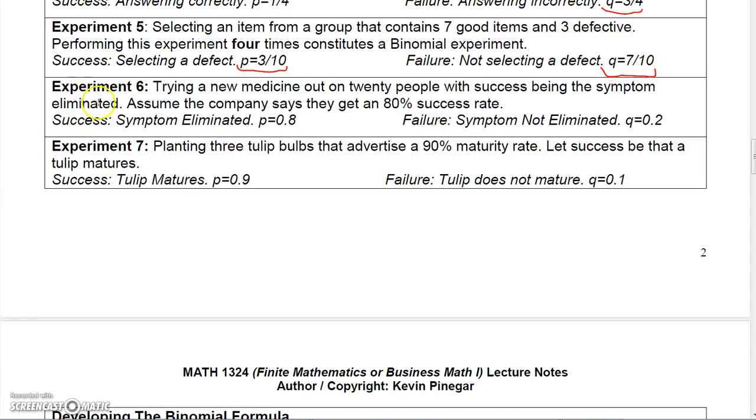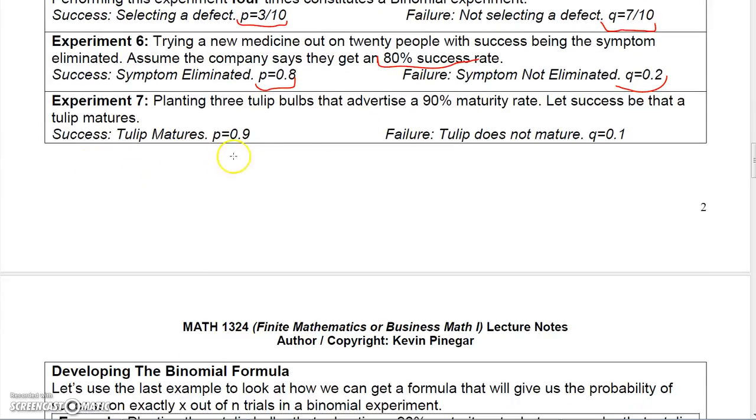Let's say you try a new medicine out on 20 people, with the success being that the symptom is eliminated. If the company has figured out that they get an 80% success rate, then the probability of success on a particular trial would be 0.8, and the probability of failure would be 1 minus 0.8, which is 0.2. If you plant 3 tulip bulbs that advertise a 90% maturity rate, let success be that a tulip matures. Then the probability of success would be 0.9, and the probability of failure would be 1 minus 0.9, which is 0.1.